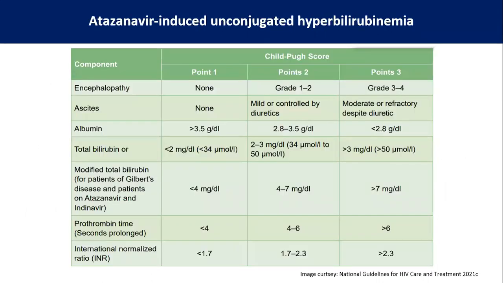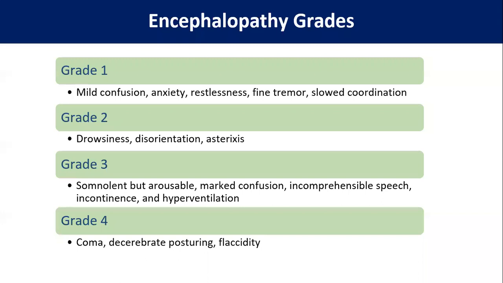Now, for doing the Child-Pugh, we know we have to go for assessment of encephalopathy, grading of encephalopathy first, then whether the patient is having ascites or not, and the amount, the level of albumin, total bilirubin, and then prothrombin time and INR. So these things are difficult to remember. It is better to keep them on the table so that whenever such a patient comes, we can refer to these tables. So there are 4 grades of encephalopathy we know: 1, 2, 3, 4.